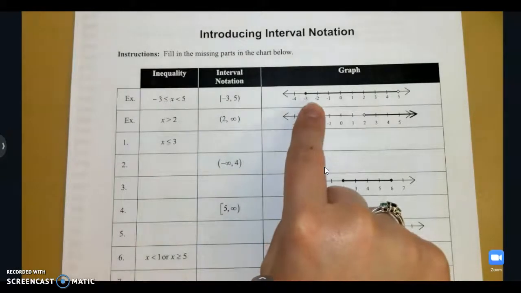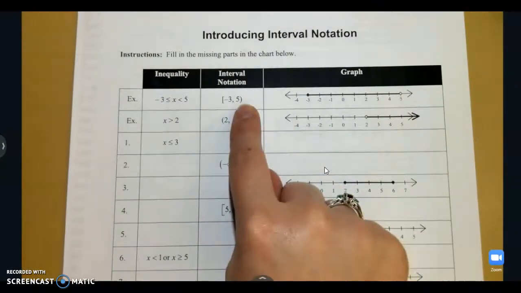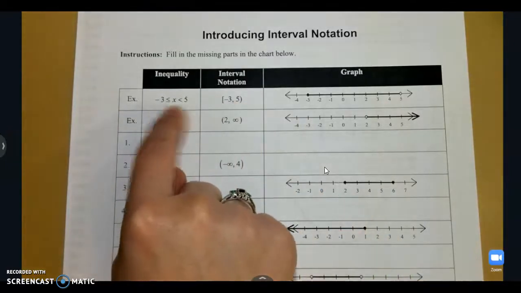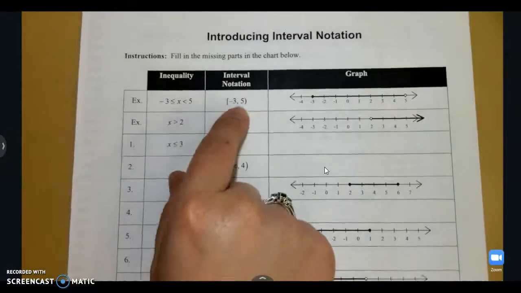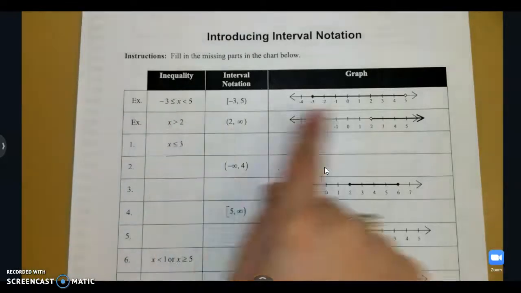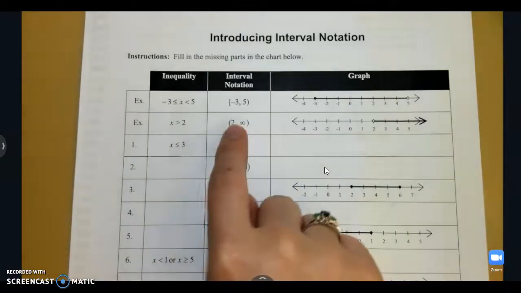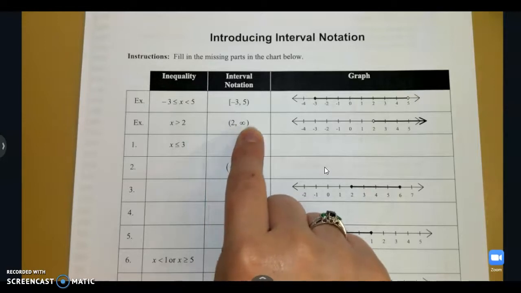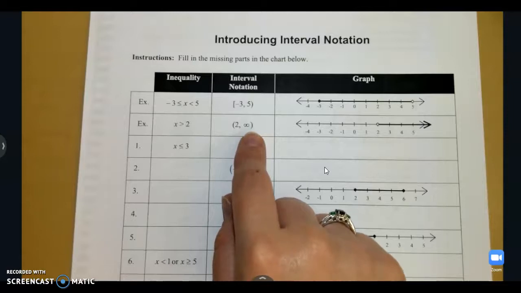And on our closed circles, we're going to have brackets, and on our open circles, we're going to have parentheses. So if we have the or equal to, that means bracket. If it's naked, it doesn't have the or equal to, it's going to be parentheses. Okay. On this other example, x is greater than 2. That means I have an open circle and it goes off to infinity. So open circle means I have parentheses, off to infinity, and with infinity, positive or negative, we always use parentheses.